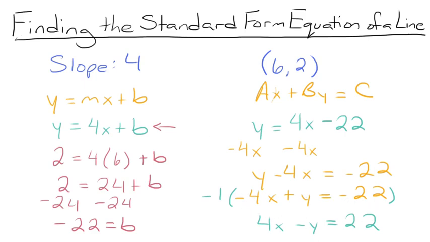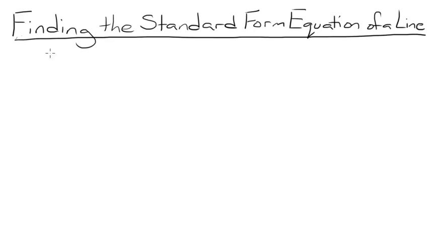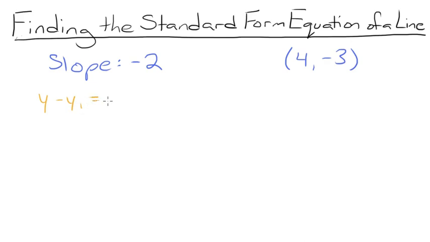Let's try another one. Find the standard form equation of a line that has a slope of negative 2 and passes through the point 4, negative 3. This time we're going to solve by using the point-slope equation of the line. y minus y1 equals m times x minus x1. We know the slope, m, and a point, x1, y1. So we're going to plug in all the values we're given into this equation.